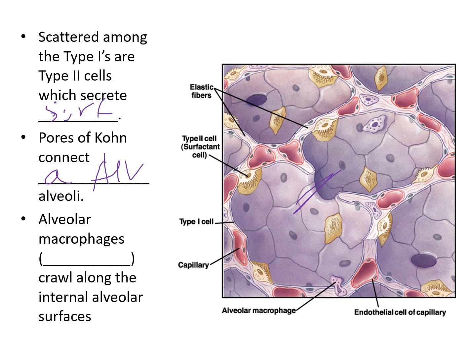You have alveolar macrophages, and another word for these is dust, D-U-S-T, dust cells. So dust cells crawl along the alveolar surfaces, eating away at bad stuff. Here's one of these guys here.